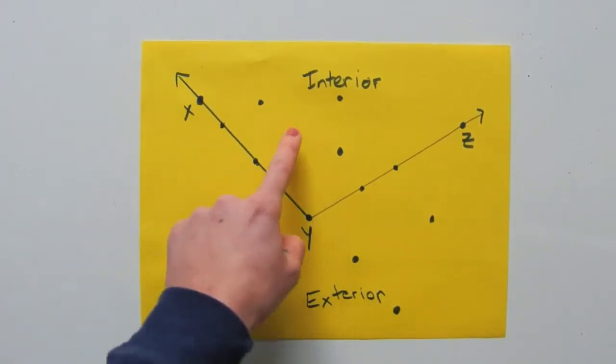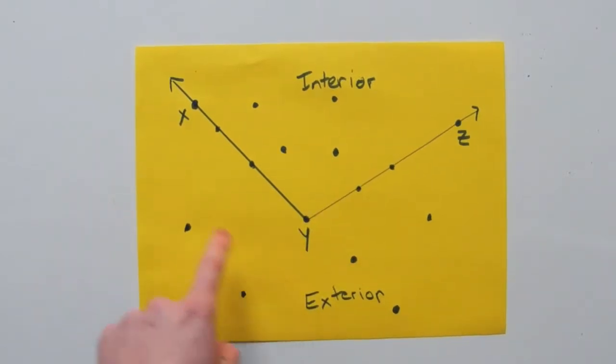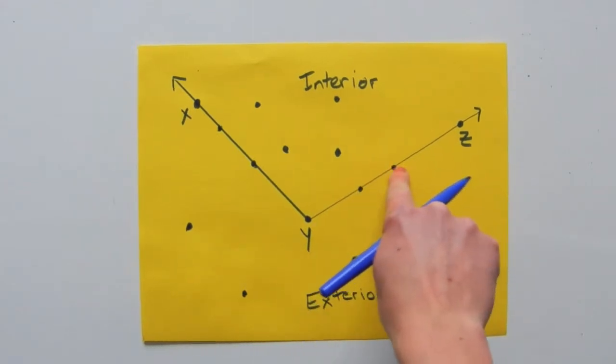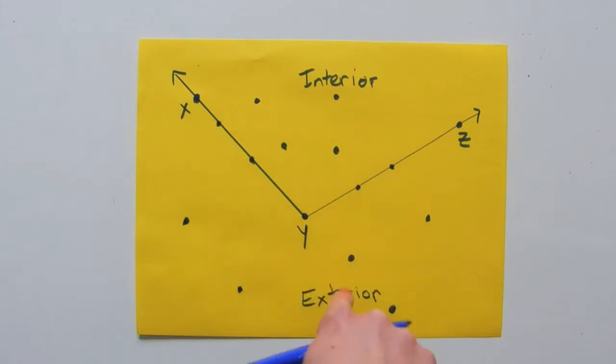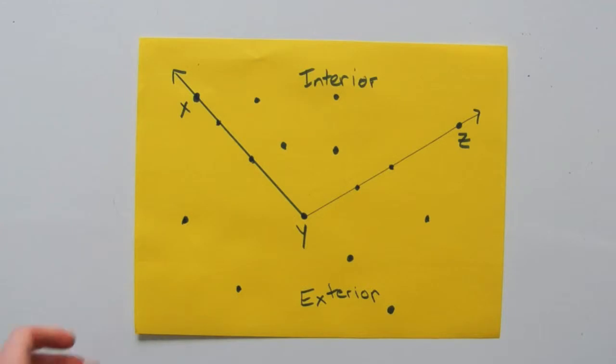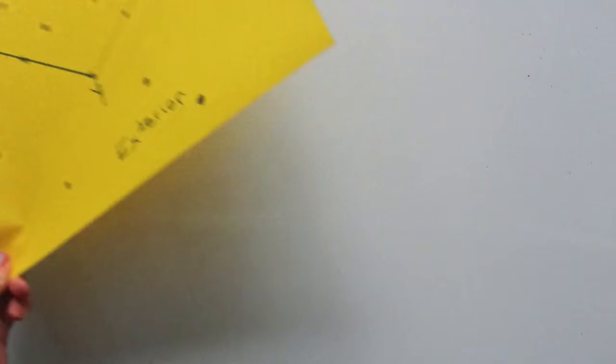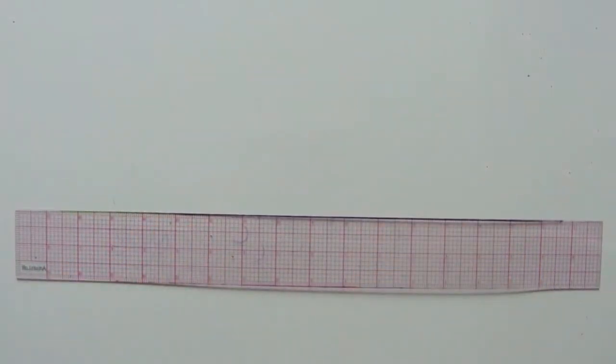So we have our interior points inside the angle XYZ. We have our exterior points, which fall outside of the angle. And we have our points that fall on the line. So interior, exterior, and points on. Now, if you remember from a previous video, we said that congruent segments are segments with the same measurement. Just how you can have congruent segments, you can also have congruent angles.